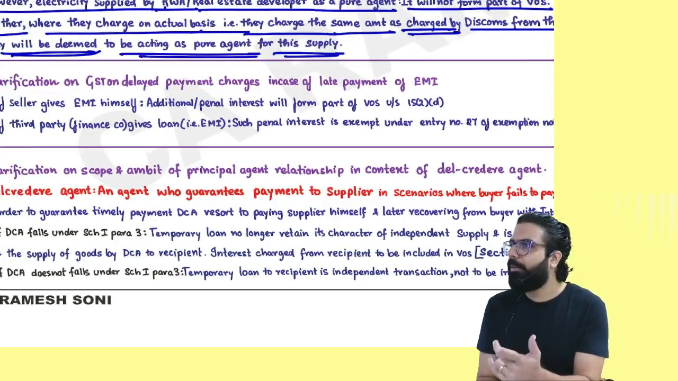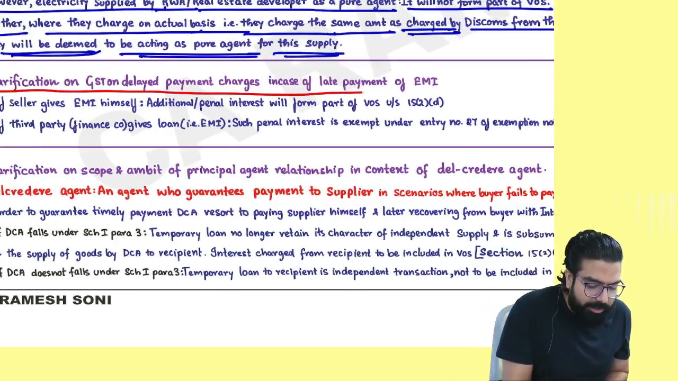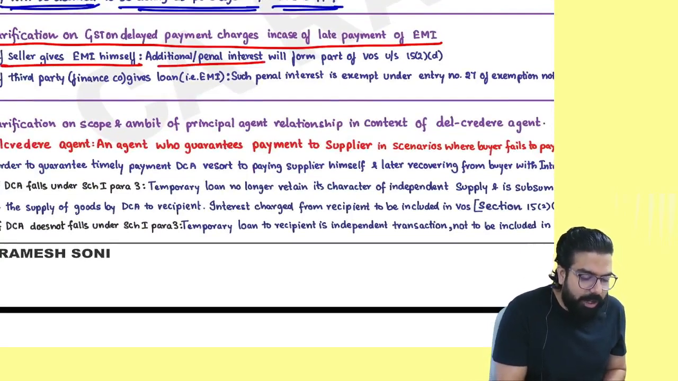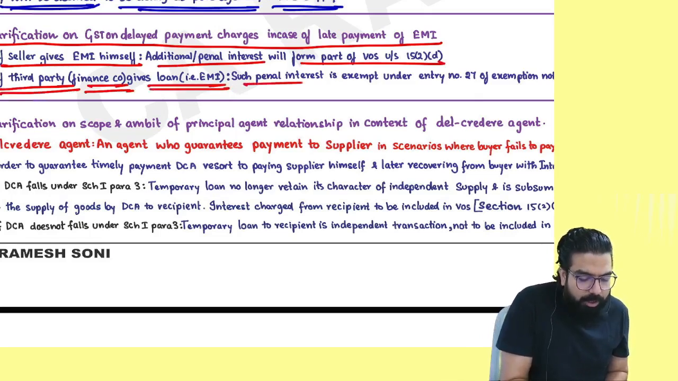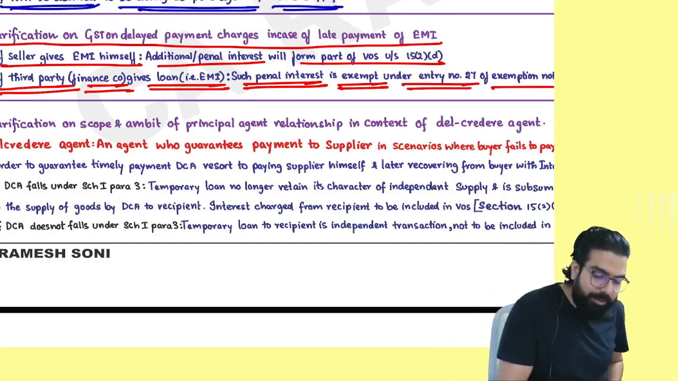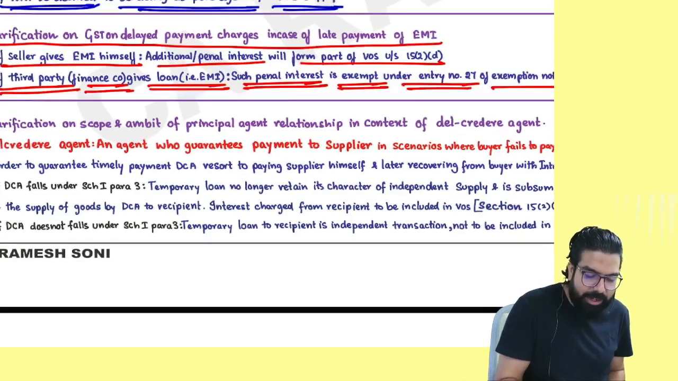People, you are able to connect? Recalling? Yes. So remember, clarification on GST on delayed payment. If seller gives the EMI, additional or penal interest will form part of value of supply. But if third party finance company gives the loan, such penal interest is exempt under entry number 27 of the exemption notification. Everyone over here, I want to ask you about the next clarification, which is Del Credere agent.